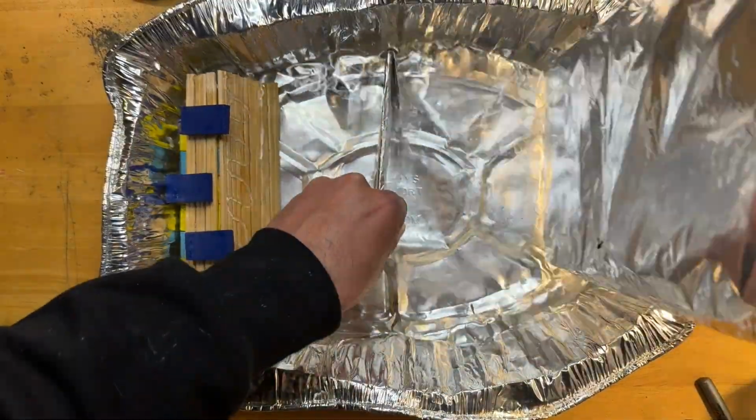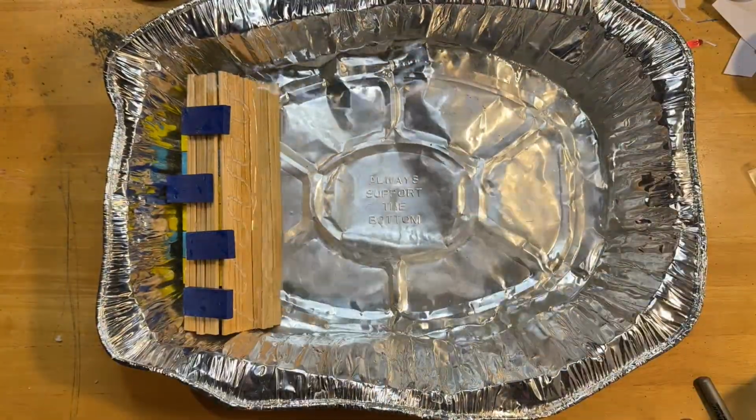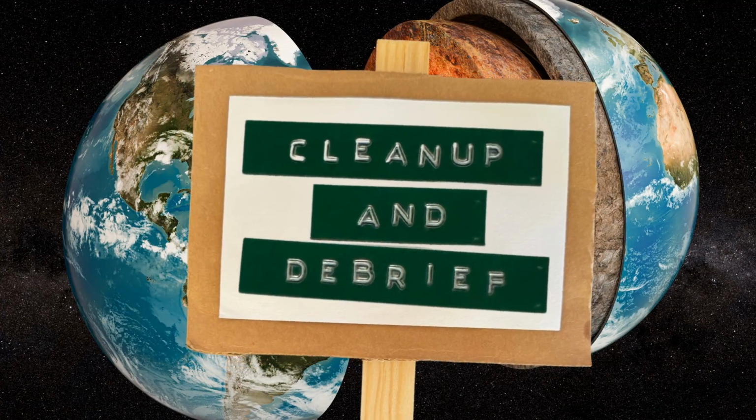If they want to secure it to one side with tape, that's fine, but otherwise experiment with holding it in different positions to see how well it protects our domino buildings. Now clean up, debrief, and we're on to Class 5.